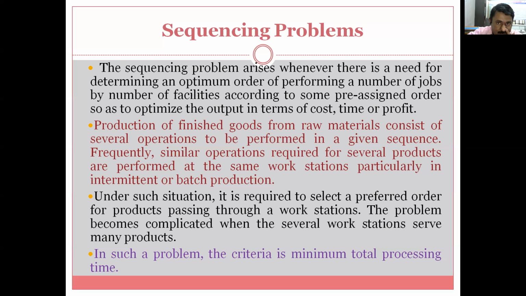And here we have to go for sequencing the preferred order of the product passing through the workstation, and the criterion should be minimum total processing time. So for sequencing this, the criterion should be minimum total processing time.